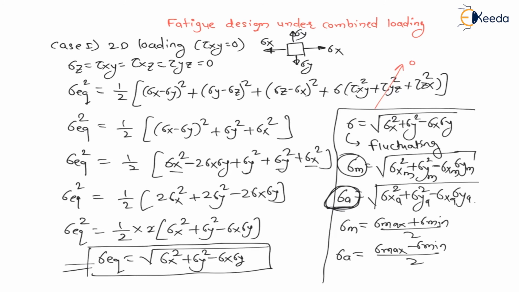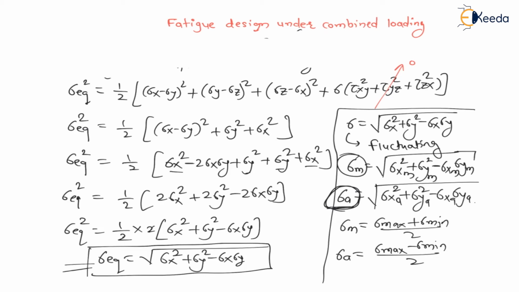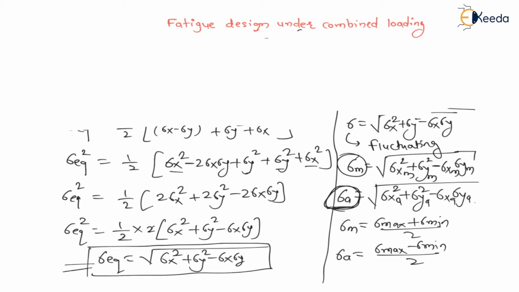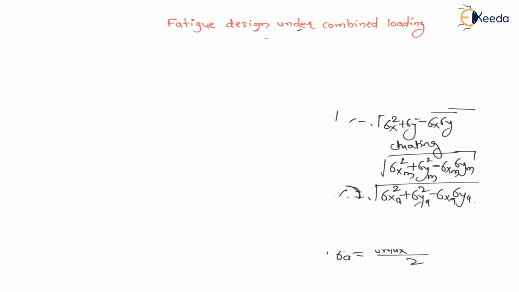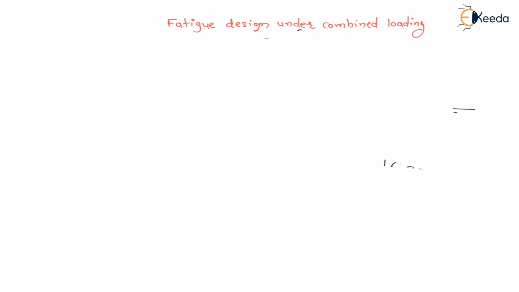Then use any diagram, that is Soderberg diagram or Goodman line or Gerber parabola or modified Goodman diagram, as per question requirement. Solve the question. And let us say case 2, this was the first case, that is it is subjected to normal stresses along both axes. Now let us say the component is subjected to combined bending and twisting.